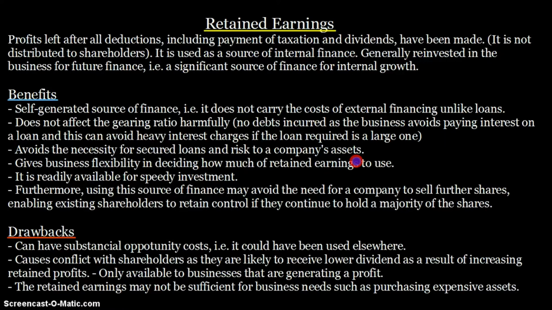So you don't have to go for secured loans, you can just use retained earnings, and it gives the business flexibility in deciding how much of retained earnings to use. They can use it whenever they want and as much as they want. It is readily available for speedy investment, so you don't have to have an agreement with banks, or issue shares and sign documents. No, it's directly available for speedy investment, because it's your profit.